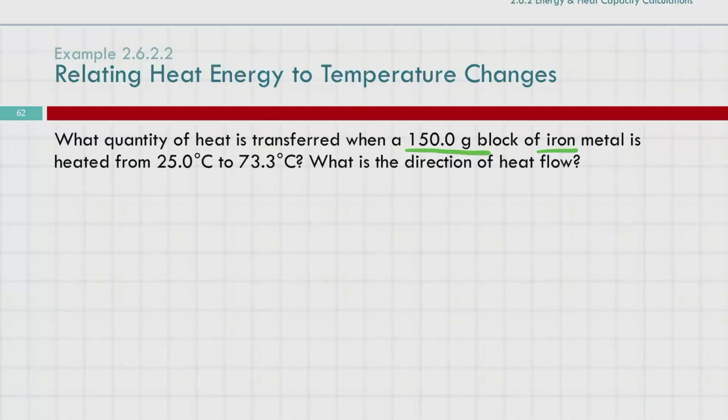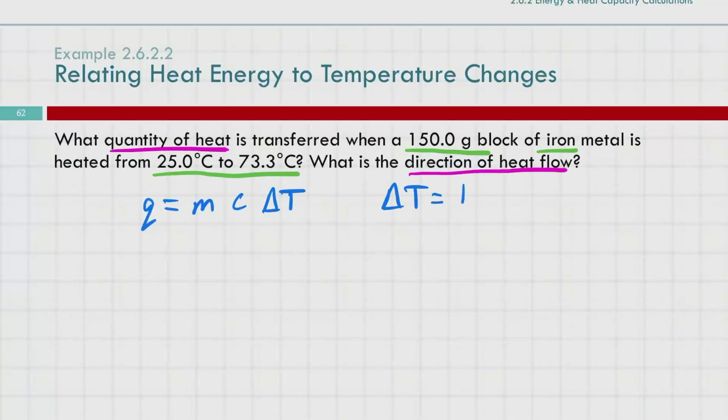We're also given some temperatures. And what are we being asked to find? Quantity of heat transferred. And we'll also be asking direction of heat flow. We're going to be using our new favorite formula, Q equals mc delta T, where delta T is the final temperature minus the initial temperature.